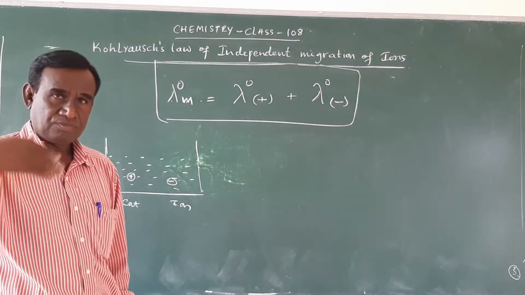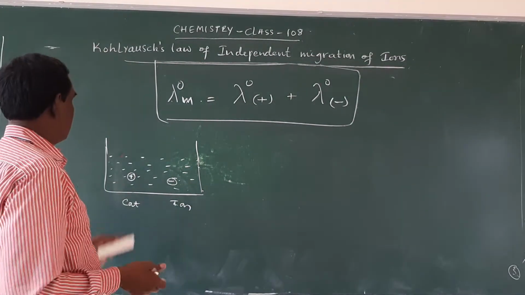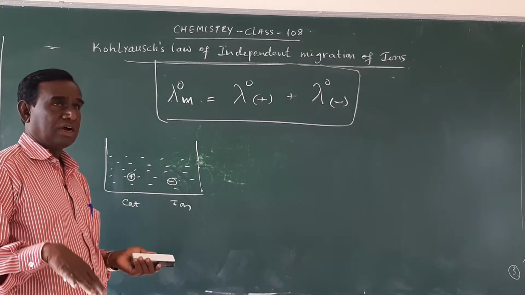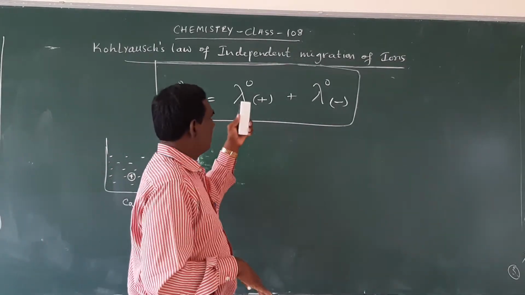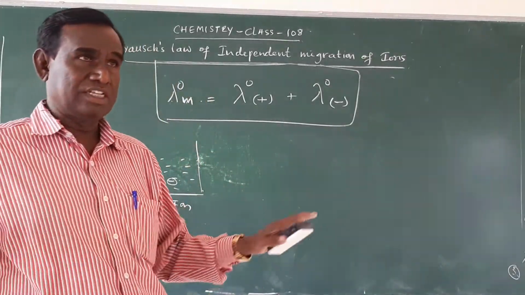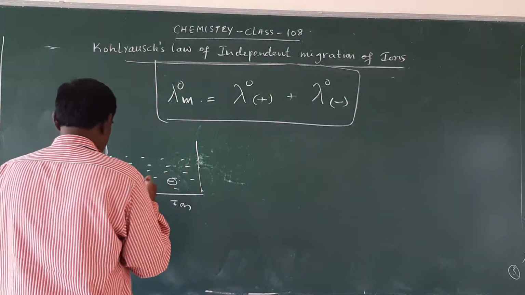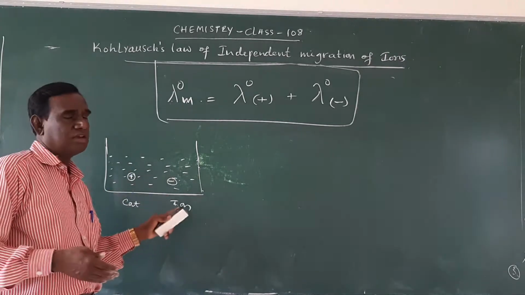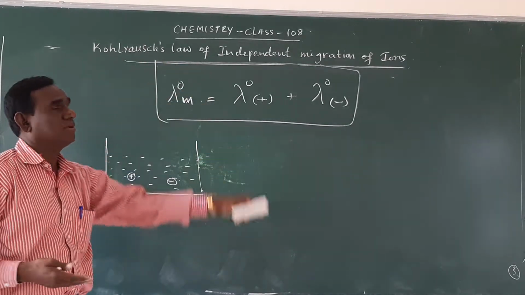Independently, they are contributing conductivity to the total conductivity. That means the molar conductivity of an electrolyte at infinite dilution is equal to the sum of the contributions of cations and anions in the electrolyte solution. Because in an electrolyte solution at infinite dilution, the electrostatic force of attraction between the ions is negligible. Therefore, each ion contributes to the total conductivity. That is called the Kohlrausch law of independent migration of ions.